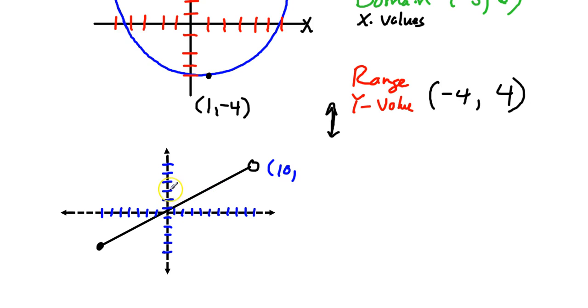Okay, so that's at 1, 2, 3, 4, 5, 6. So that would be at 10, 6. This ordered pair is at 1, 2, 3, 4, 5, 6, 7. So that's at negative 7. At 1, 2, 3, 4.